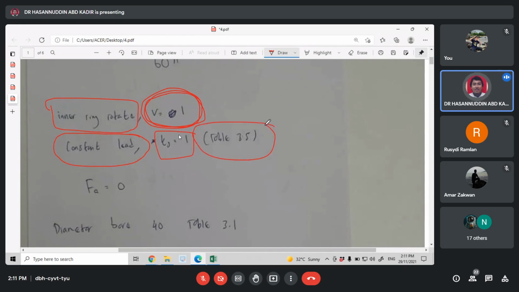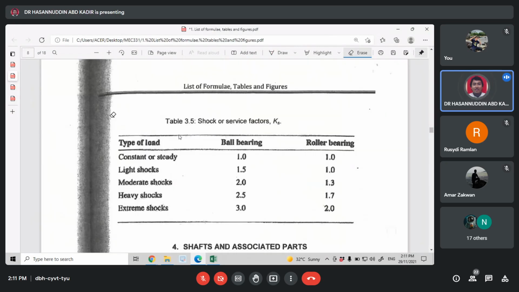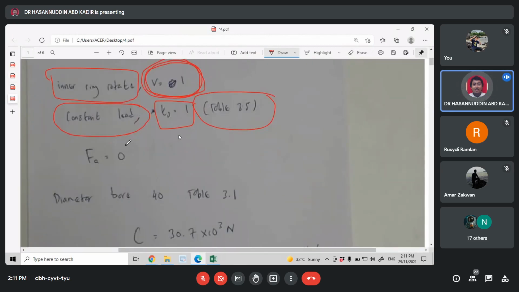So this one you can go for the table 3.5. How do you know this one? Type of load: constant. So we apply a ball bearing here, so this one is 1.0. This one is KS. Then they mentioned axial load is equal to 0. This one, axial load equal to 0.